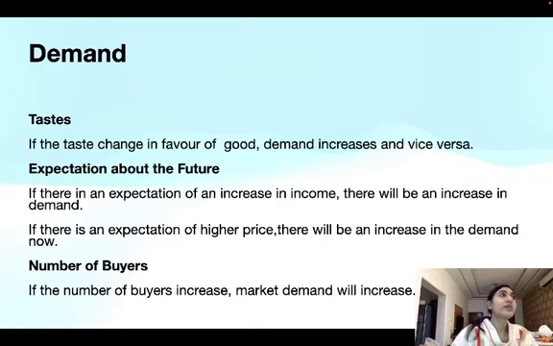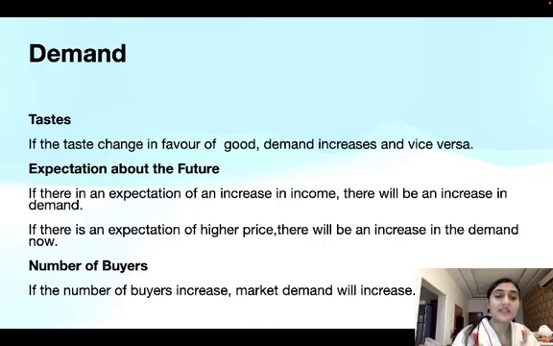Now if I know that tomatoes are going to become expensive in a month, then I will start to consume tomatoes more right now, because I know that in the future when the price actually rises, I'm going to reduce the demand for it. So right now let me have it much more, because it is relatively cheaper now. My expectation is that the price will become higher, so I will increase the demand for that particular good now.